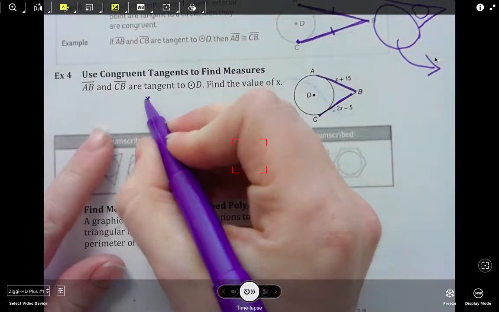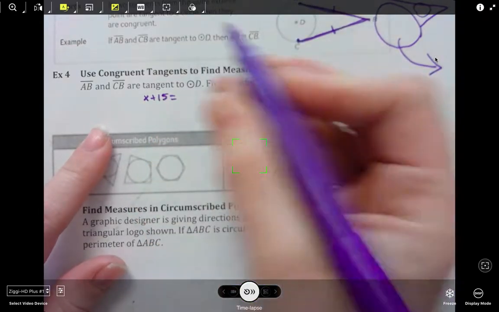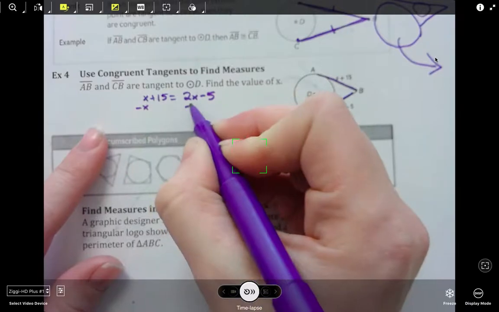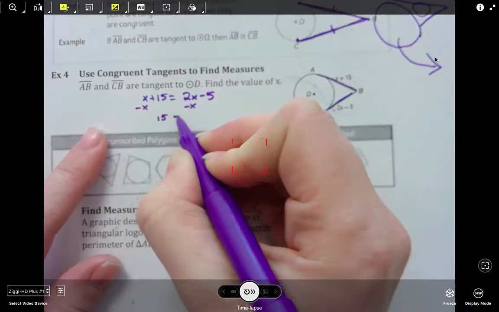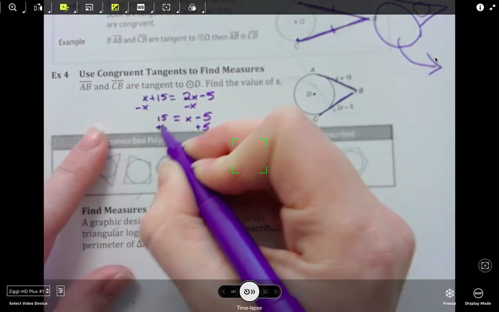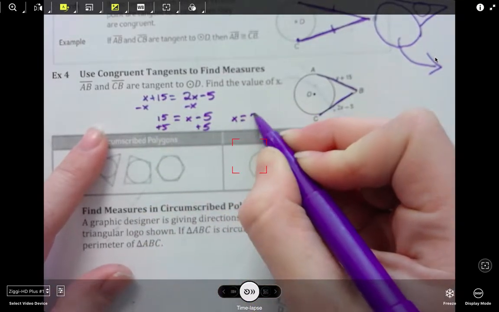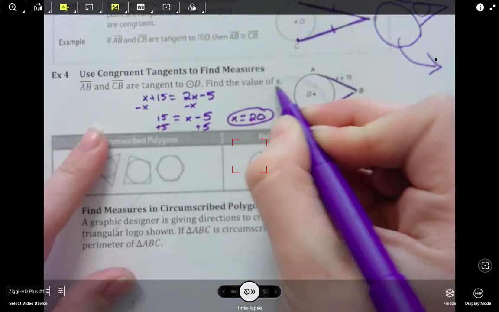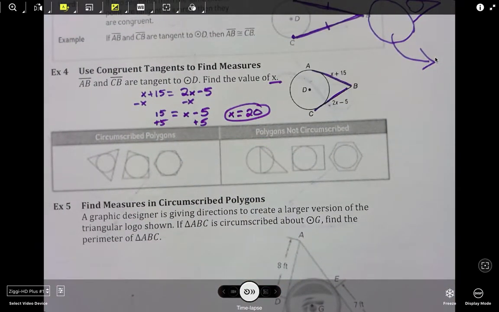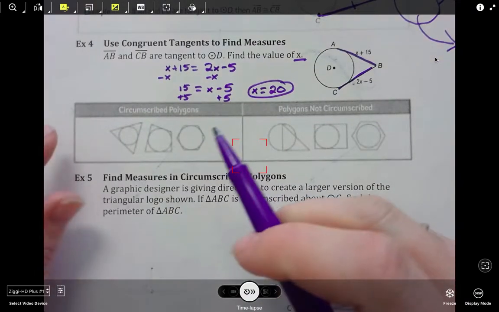We can just set x plus 15 equal to 2x minus 5. So I'm going to subtract x from here to the other side. So I have 15 equals x minus 5, and then I add 5. So x is 20. Find the value of x, and we're done. Okay, that was a pretty easy one. Set them equal to each other. They're two sides of the ice cream cone. They are equal.